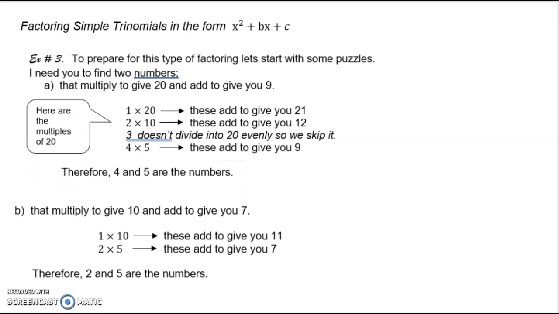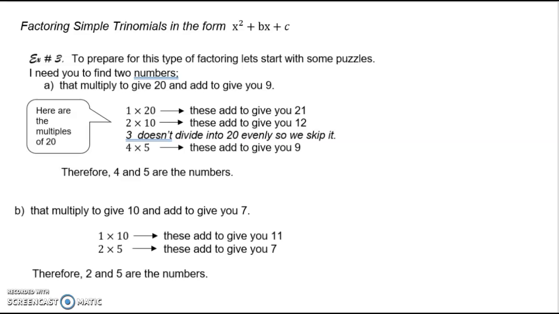So let's do another example of that puzzle. B says numbers that multiply to give you 10, but add to give you 7. I always start with 1 first. 1 times 10 gives you 10. When you add 1 plus 10, that gives you 11, so it is not 7 and that's not the one we want. So we try the next one, 2. 2 times what gives us 10? Well, 2 times 5. When you add 2 plus 5, that gives you 7. So, therefore, our two numbers are 2 and 5.